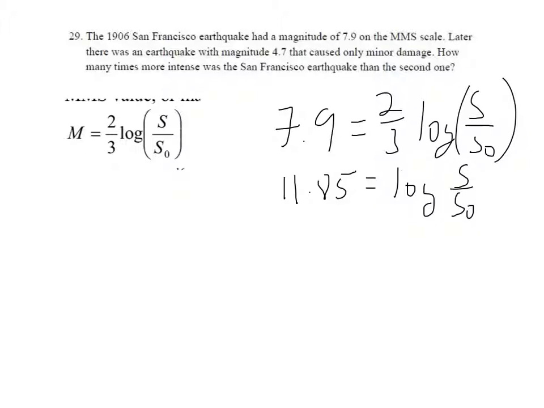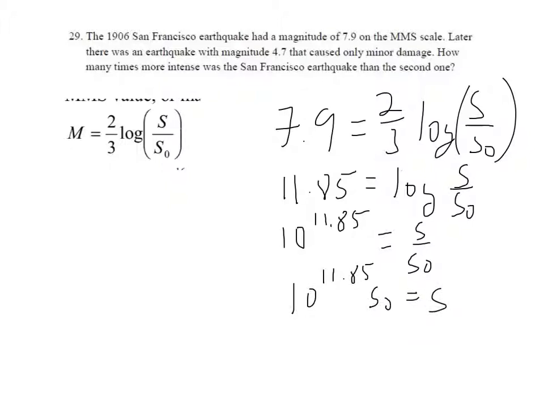So now what we're going to do is solve this for the S. So I'm going to take that and exponentiate it using base 10. That'll cancel out that log. And then multiply both sides by S sub 0. So that's that S.